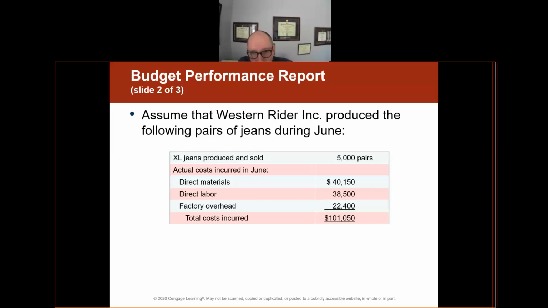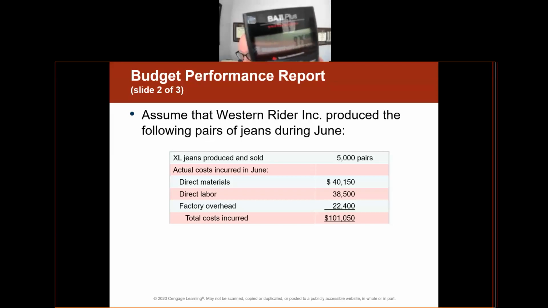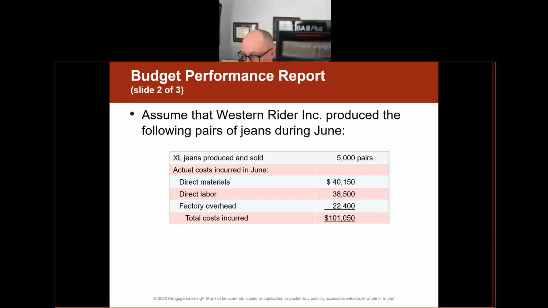Okay, so we have a variance. So 5,000 pairs times $19.50 gets us in at $97,500. $97,500 is our standard cost for 5,000 pairs of blue jeans. Now we see that the actual cost incurred for the month of June is $101,050.